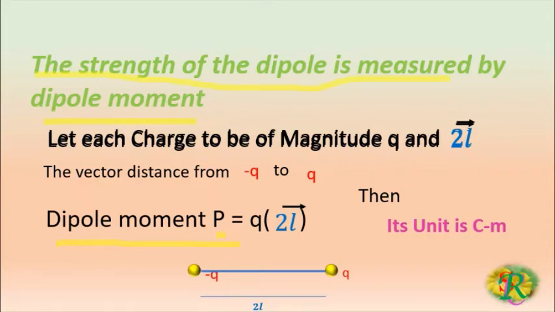You already know a dipole consists of two equal and opposite charges separated by a small distance. Let Q be the charge and 2L is the distance between the charges. Then dipole moment P is equal to Q into 2L. The length we consider as a vector. It is from negative to positive charge. So dipole moment is also a vector. It is pointing from negative to positive charge. Its unit is coulomb meter.